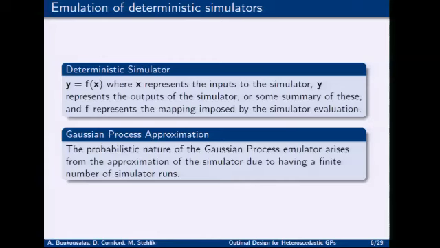So when you build your emulator, you put a Gaussian process where you have observed the simulator, and the probabilistic nature of the Gaussian process in this case arises only from the approximation to the simulator due to having a finite number of simulator runs. So at the observations you interpolate perfectly, you don't have a nugget effect as is commonly known, and your uncertainty comes from when you're predicting away from your training points.